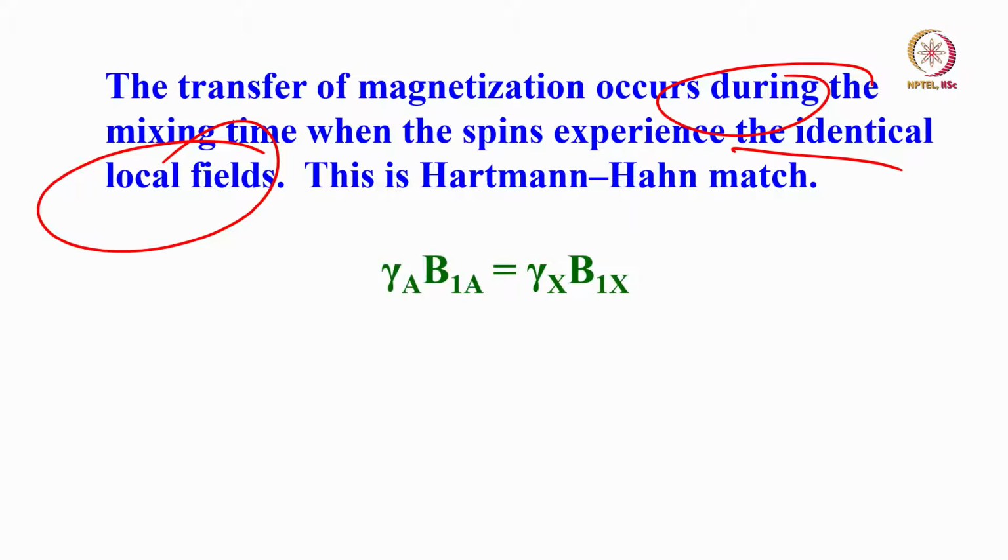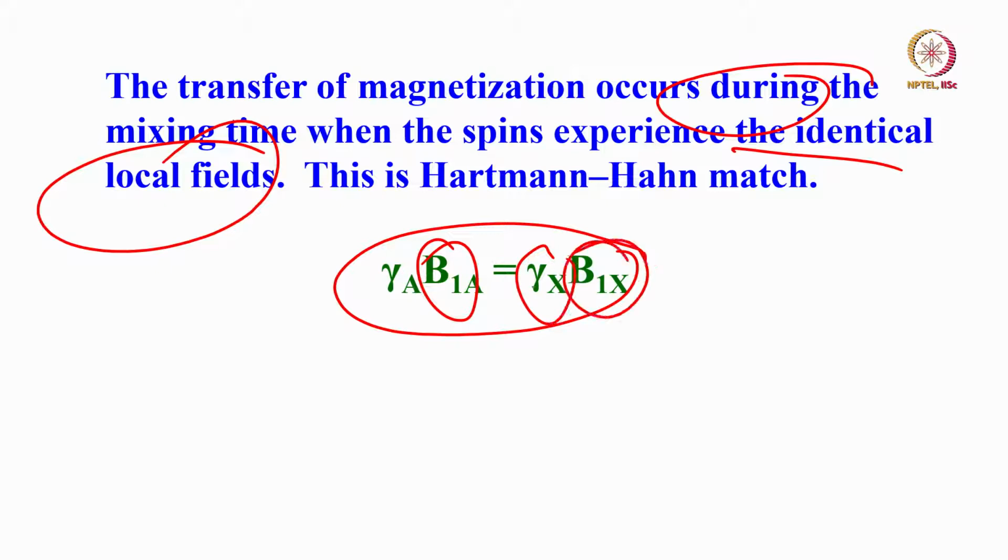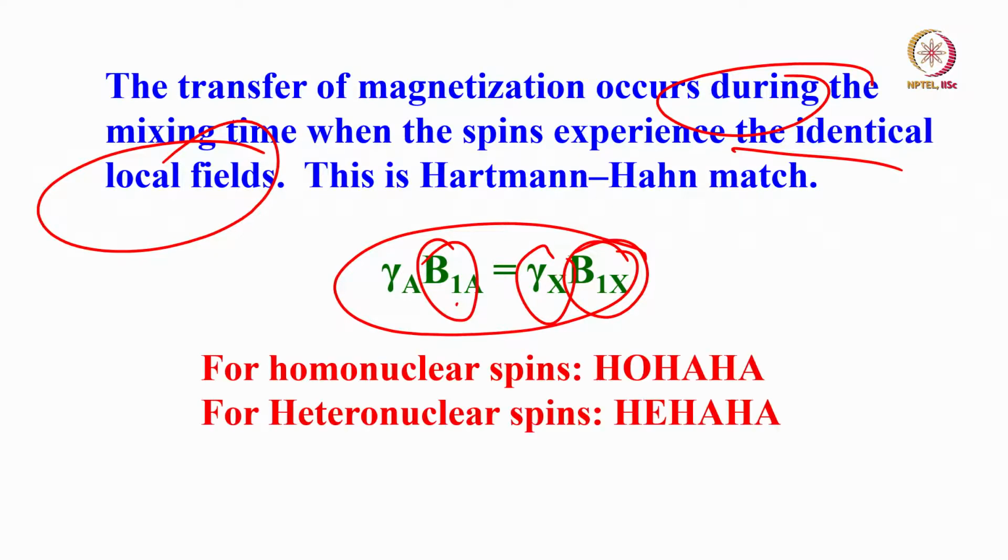And what is this condition? This condition is called Hartmann-Hahn. Gamma A times B1 of A, the RF power of A, equals gamma X times the RF power of X. If this condition is matched, it is called the Hartmann-Hahn match. Then both the spins, I have taken two examples of A and X spins, have the same local field and have lost their identity. There is no chemical shift evolution in this spin lock period. They simply exchange the coherence.